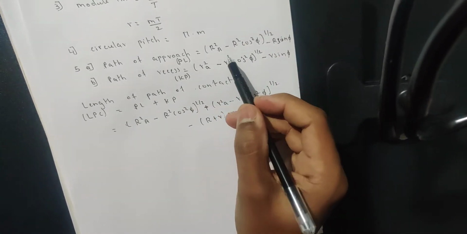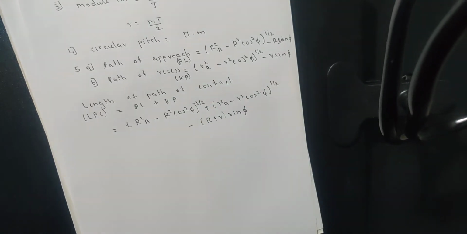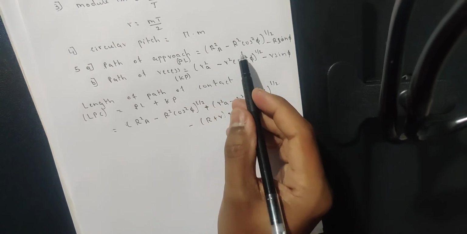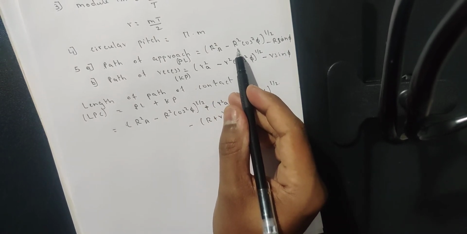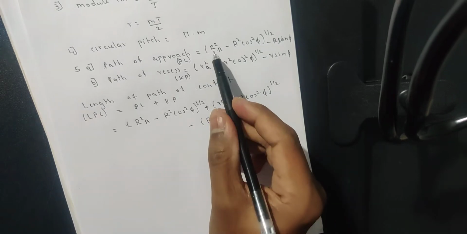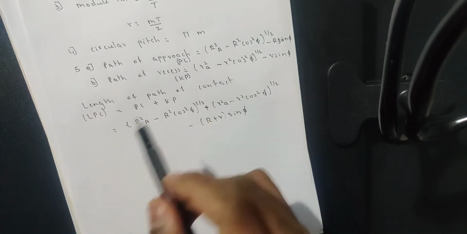If you observe here, r suffix a is nothing but the addendum radius. If you have observed while I was taking the gear terminologies, you had addendum radius as well as dedendum radius. So addendum radius will be this, and this will be the pitch circle radius. You are just observing that there are two terminologies, one is capital R and one is small r.